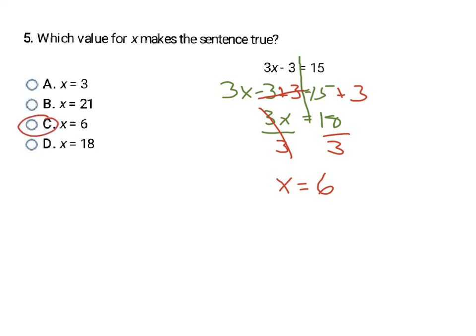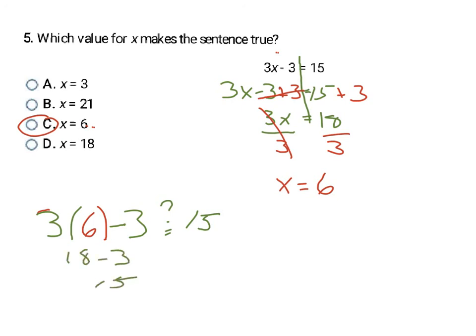And remember, you can always double check that by substituting the 6 back in for the x. So I would take 3, and now instead of writing x, I'm going to put the 6, minus 3. And then I want to see, does that equal 15? So here, following order of operations, 3 times 6 is 18, minus 3 is 15. And 15 is what I was looking for, so it checks out. And so that's my answer too.